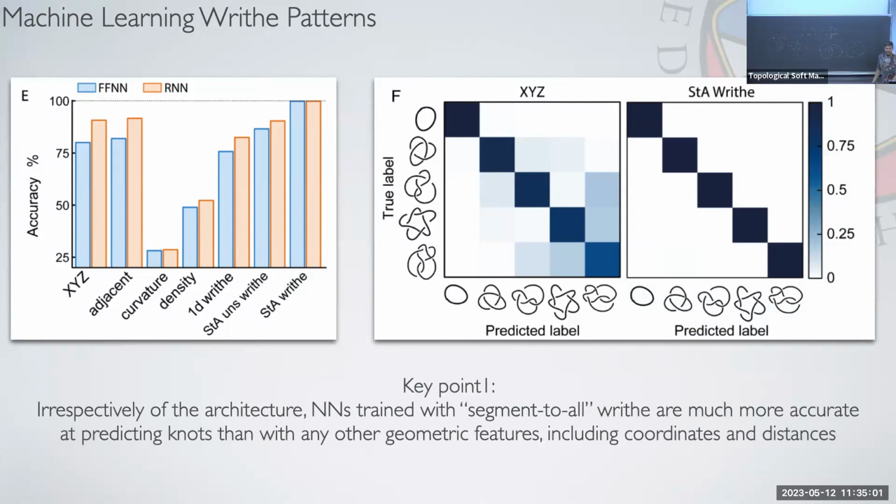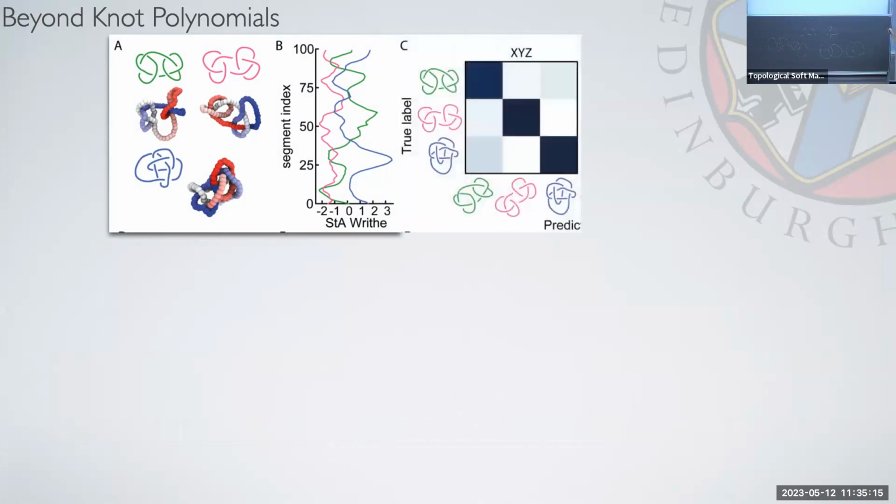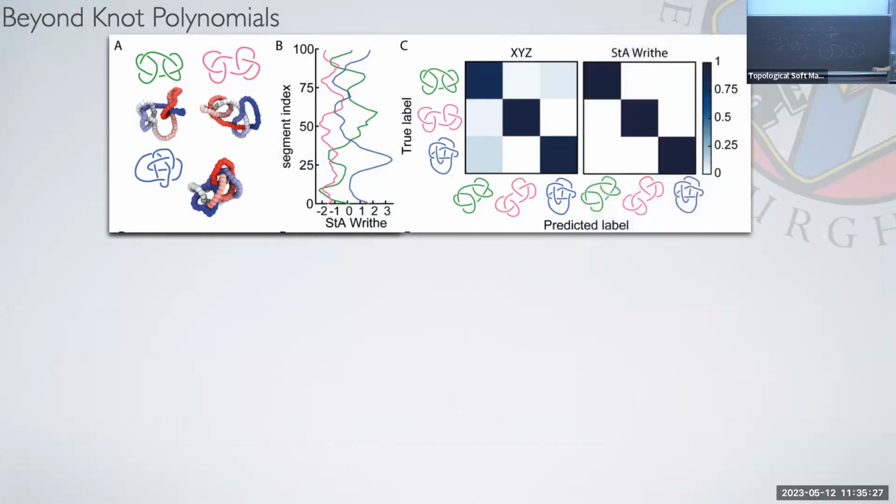STA writhe is quite powerful. Let's see how far we can push it. Knots with the same Alexander polynomial: we take the granny, the square, and the 8-20. We do the same exercise, and for the XYZ we get quite a decent result. It's only 3 classes, not 5. It gets confused between the square and the 8-20 a little bit, I'm not sure why, but with the segment to all writhe, it's quite clean. This is good, but we can do better.